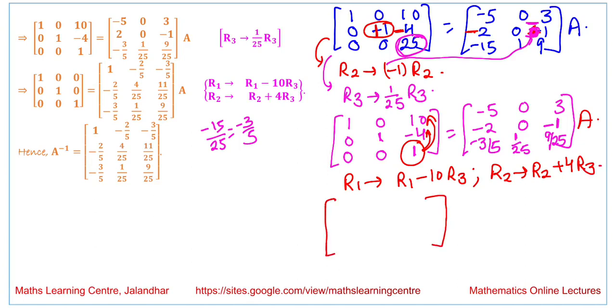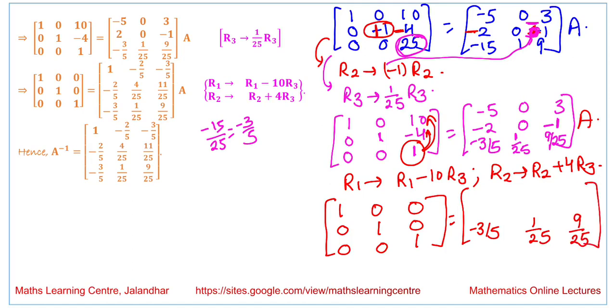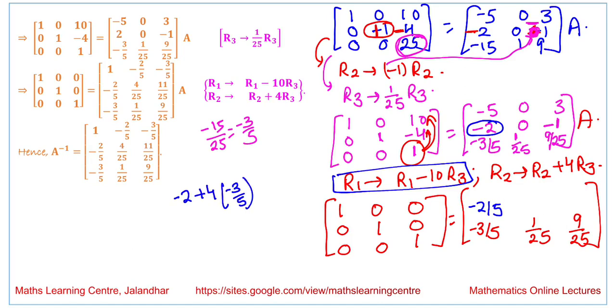So the answer we obtained is 1 0 0, 0 1 0, 0 0 1, that is equal to, row 3 is unchanged, it is minus 3 by 5. Next it is 1 by 25, and next it is 9 by 25. Now when we apply these operations, we will get minus 2 by 5. When you apply this operation to this element minus 2, it will become minus 2 plus 4 times minus 3 by 5, and the answer you will obtain is minus 2 by 5.